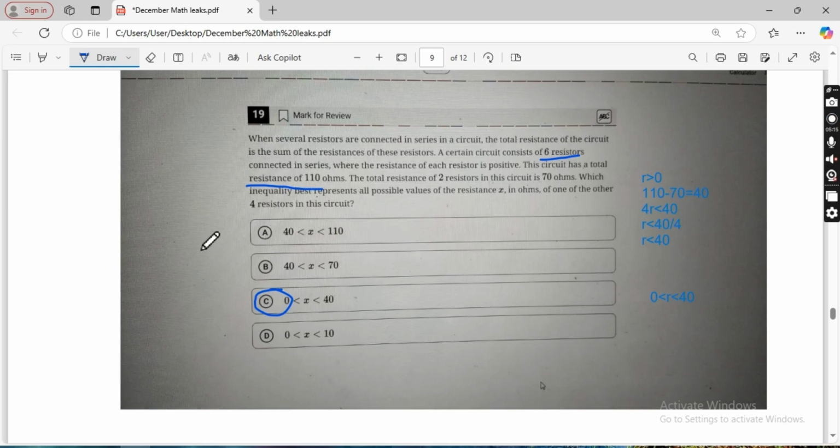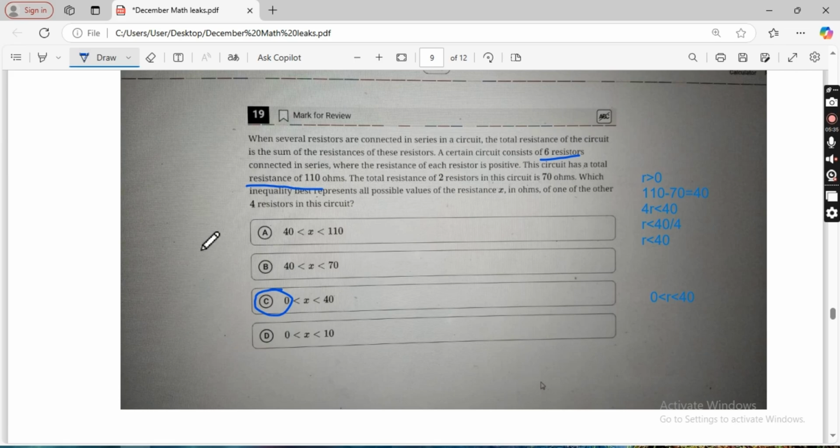And the ninth question is about resistors. When several resistors are connected in series in a circuit, the total resistance of the circuit is the sum of the resistances of these resistors.